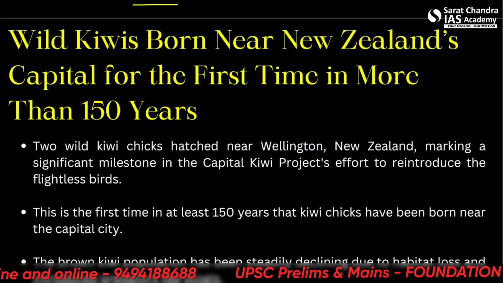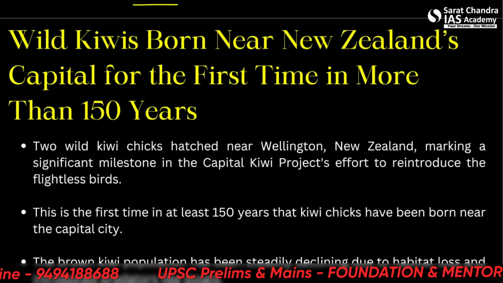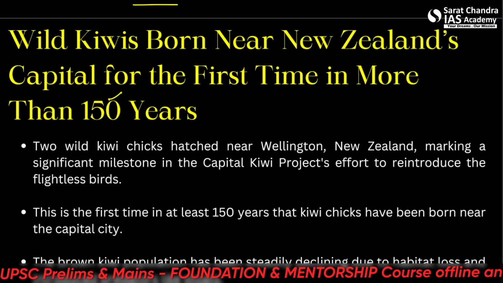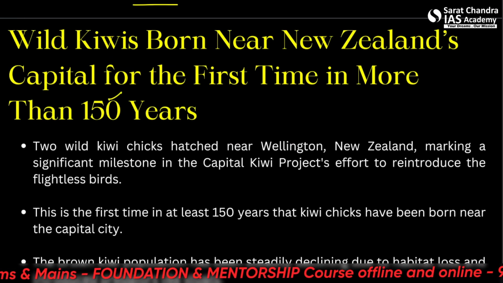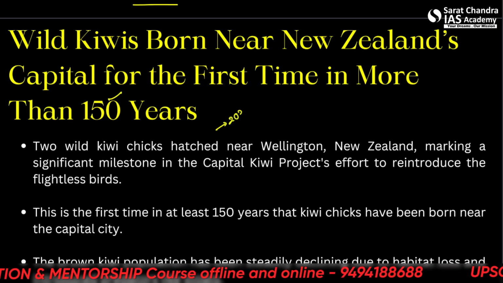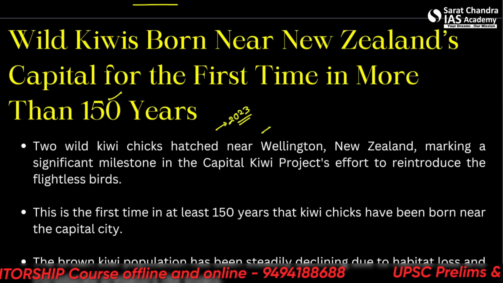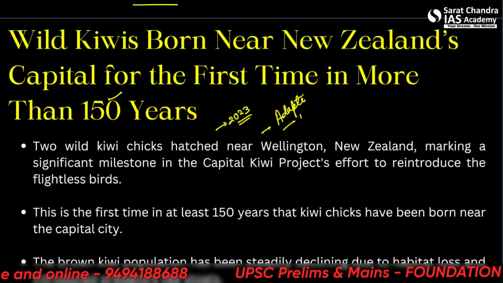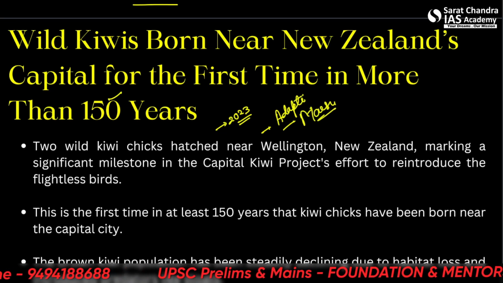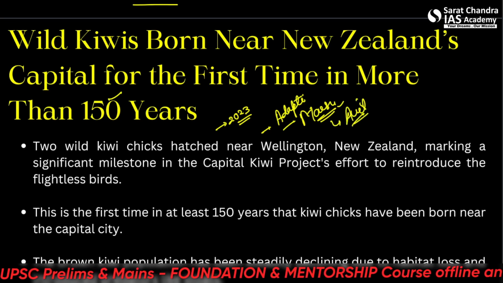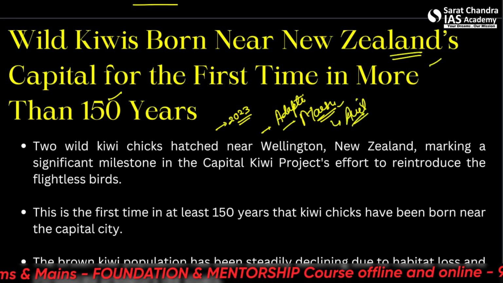Alright, let's come to the next topic, which is wild kiwis hatched near New Zealand's capital for the first time in more than 150 years. So let's just get the important points, because this question also can be asked. Recently, in the prelims 2023, a question was seen about adaptive radiation, about the marsupials. Marsupial species are found in Australia, and New Zealand is very closely related to Australia. This question can again be asked.